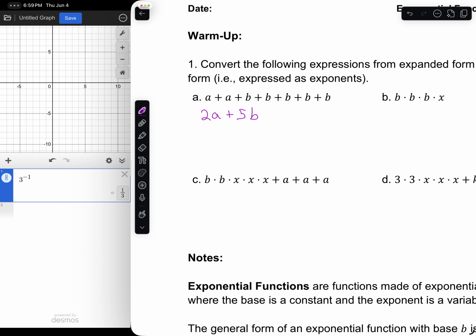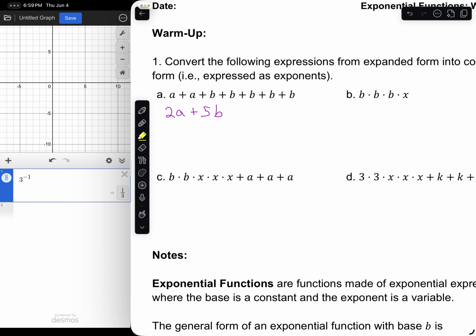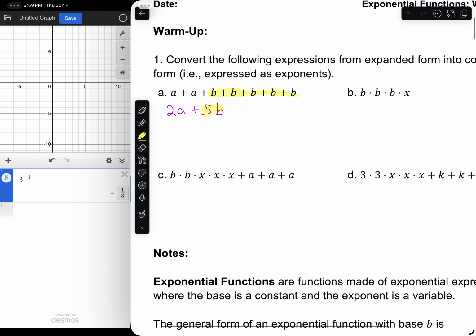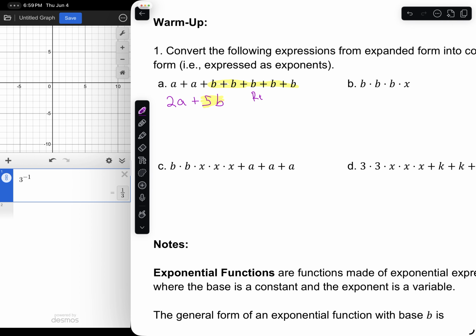That's condensed form. So when we have repeated addition, adding the same thing over and over, it turns into multiplication. Repeated addition can be turned into multiplication for a shortcut.